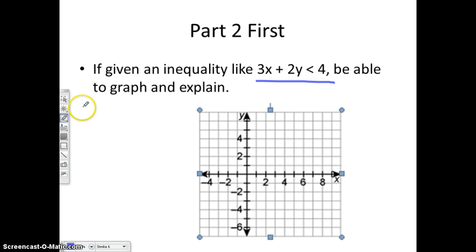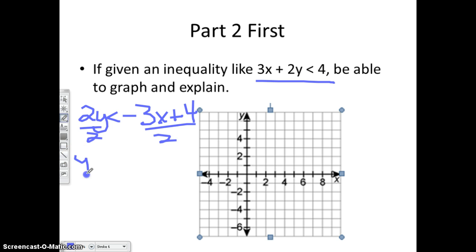First of all, we need to put it in a form that we can do something with, so let's transform it into slope-intercept form. We'll subtract 3x from both sides. Now we need to divide by 2. And we get y is less than negative 3/2 x plus 2.